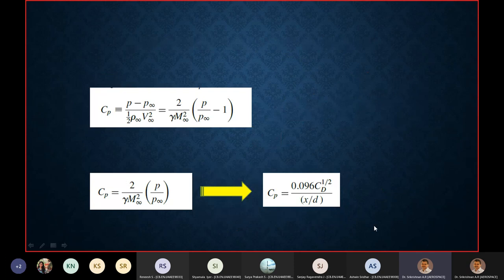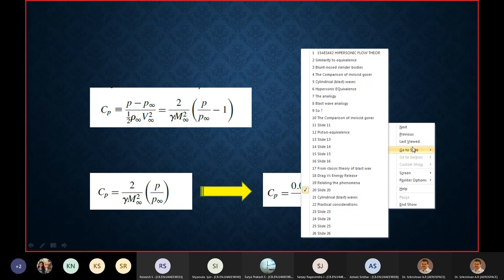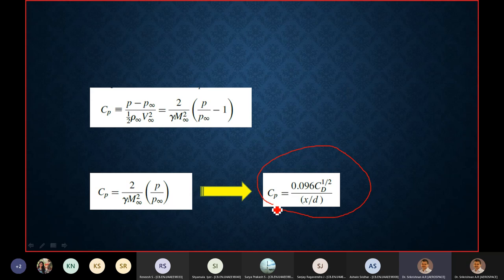And as soon as we have P by P infinity, we can convert that easily into CP. A further simplified solution, the simplification being only in terms of introducing CP instead of P by P infinity, is that CP can be equated as 0.096 CD to the power of half divided by X by D.